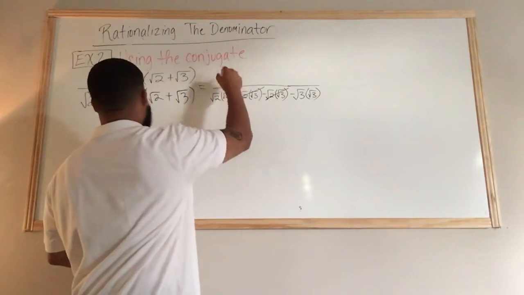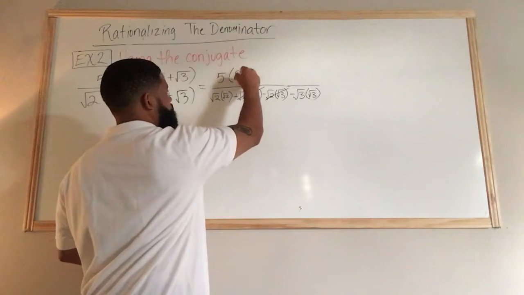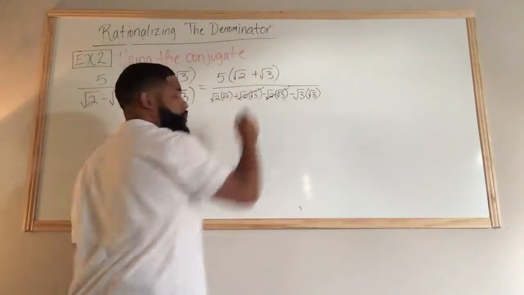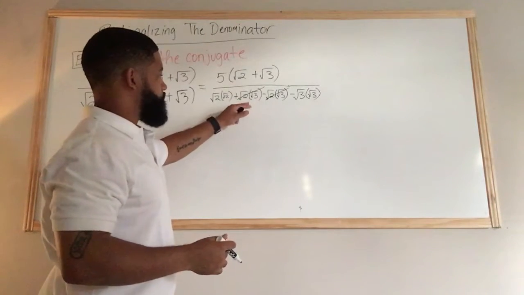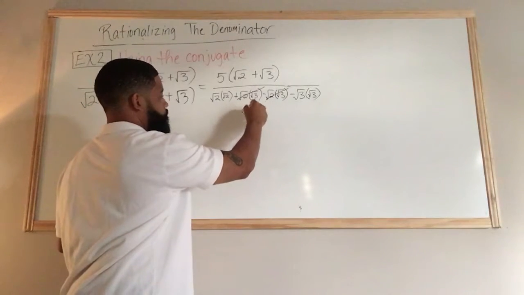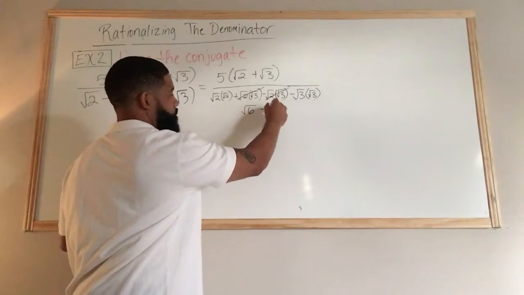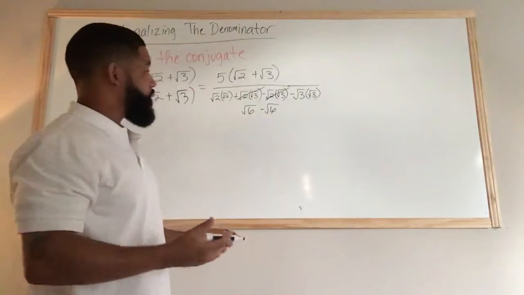In the numerator, we still have 5 times the square root of 2 plus the square root of 3. These two middle terms cancel out because this would actually be the square root of 6 and this would be minus the square root of 6. So they cancel out in the middle.